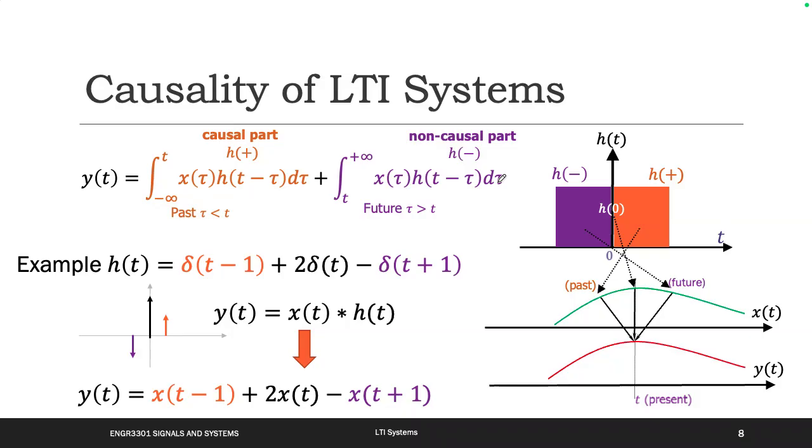Yeah, for this equation, for this output, this is the causal part. Am I right? Actually, this is the causal part. This is just a past atom. Am I right? This is the present atom. This is the future atom. If you have this atom, it means your LTI system is non-causal. Does that make sense to you? Yeah, this is just to analyze the causality of an LTI system.